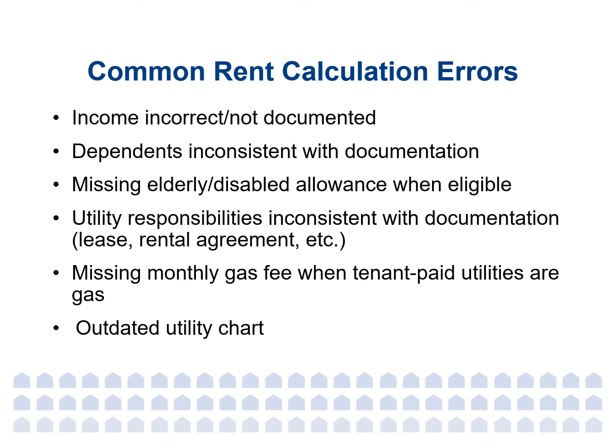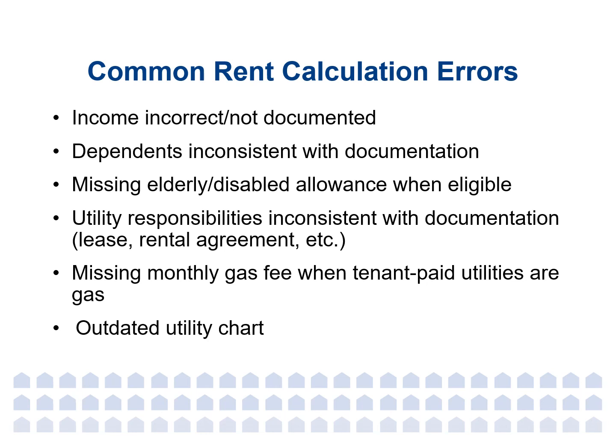Another common error we see is that sometimes there is documentation in the participant record that is inconsistent with the number of dependents on the rent calculation. For example, case notes indicating that the participant does not have custody of their children, but the children are included on the rent calculation.